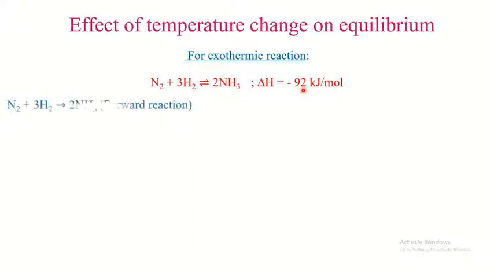Here, it is the combination of these two reactions. In one reaction, ammonia is produced, that is called the forward reaction, and in another reaction, ammonia is decomposed, this is called the backward reaction. This forward reaction is exothermic, it produces heat, and this backward reaction is endothermic. This reaction absorbs heat.